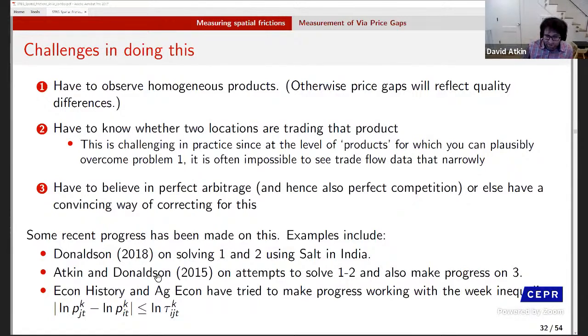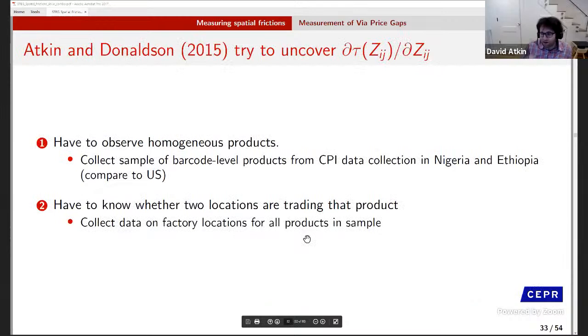Now I'll talk a little bit about my work with Dave Donaldson, which attempts to solve all three of these, or at least make progress on all three of these. I should just mention that there's some ag econ work and econ history work that's tried to use the inequality itself and make some progress there. Okay, so what do we do in our paper? How do we solve these challenges?